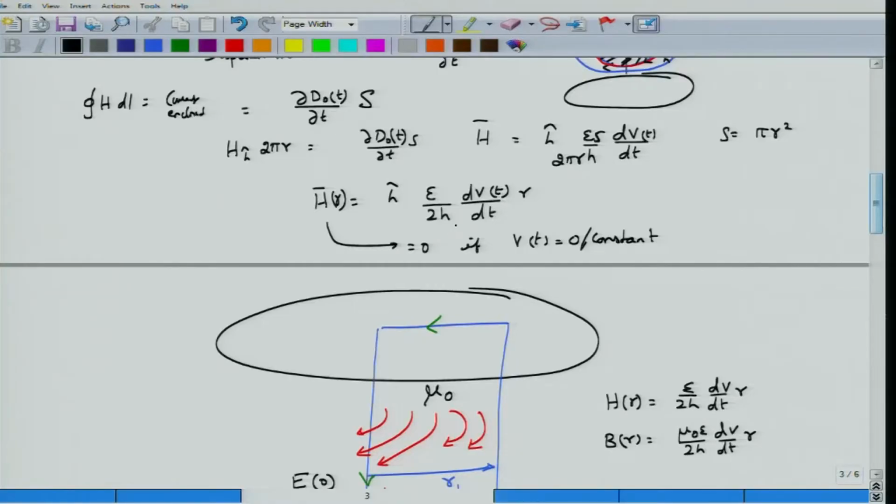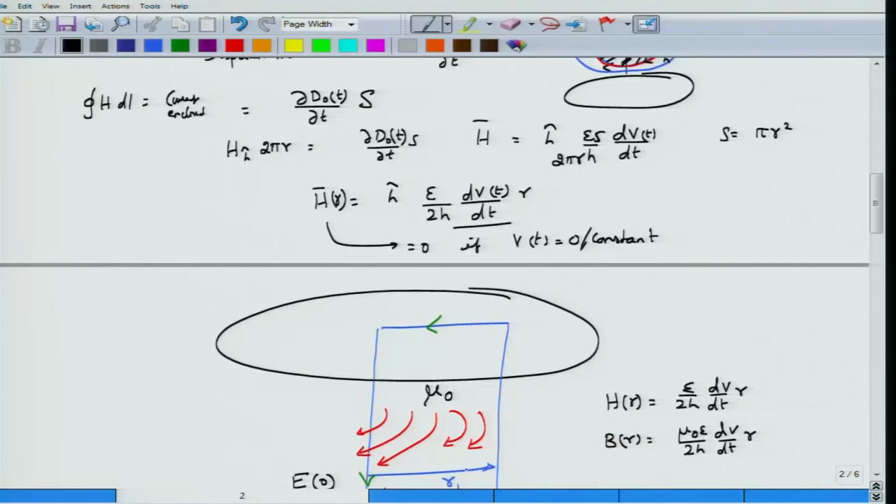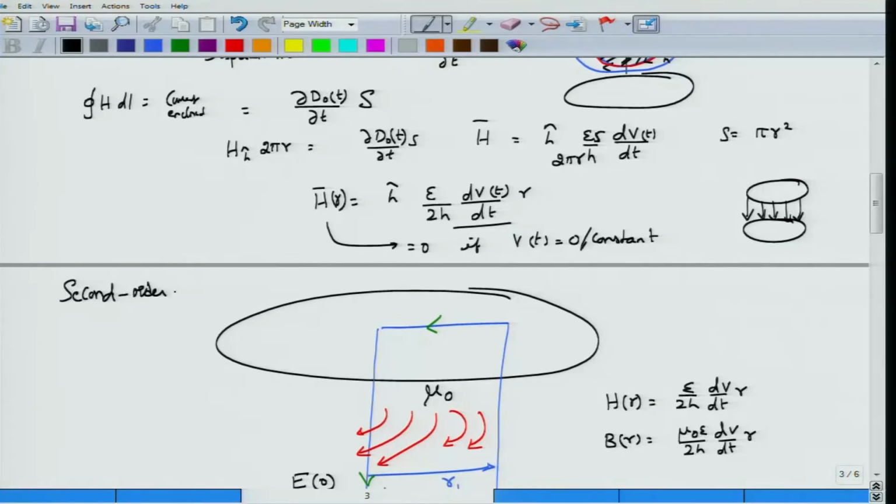So, as long as dV by dt is non-zero, that magnetic field would exist. But we assumed until this point that the electric field is uniform, vertically down, and varying with time, but independent of the direction r. So, that is the point of a uniform field. You take the top plate and the bottom plate, and the electric field lines will all be uniform. This is what we had assumed, but clearly such an assumption is not correct, and there we enter into the so called second order effects.